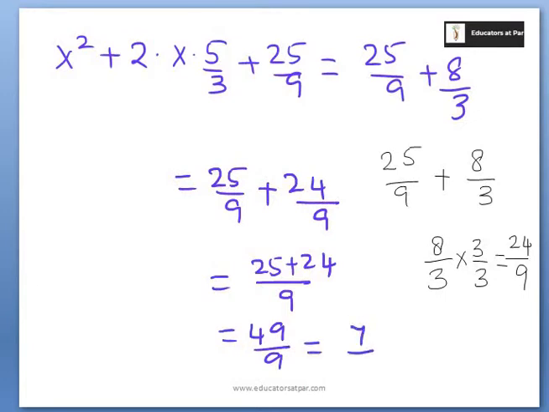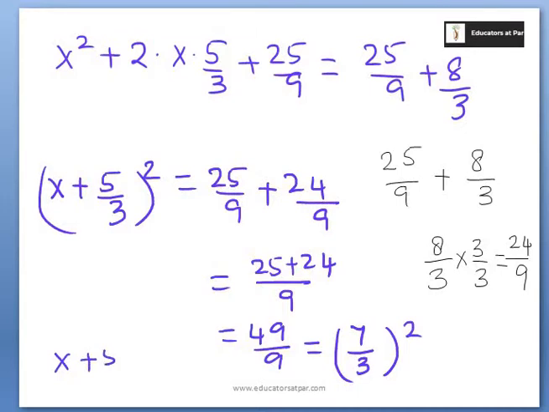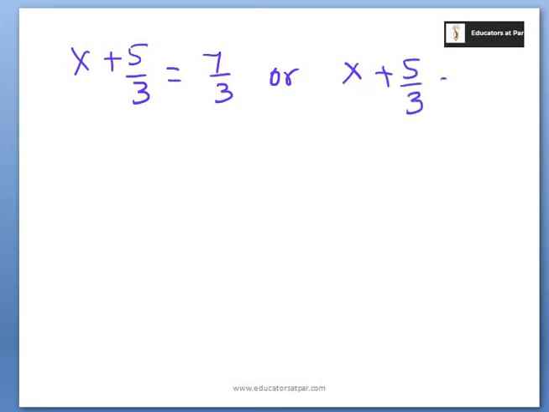49 is 7 square, 9 is 3 square. Let's come to the left hand side. x square plus 2ab plus b square. Our b is 5 by 3. So it's x plus 5 by 3 whole square. x plus 5 by 3 whole square is equal to 7 by 3. Taking square root on both the sides, we have x plus 5 by 3 equal to positive 7 by 3, or x plus 5 by 3 equal to negative 7 by 3.